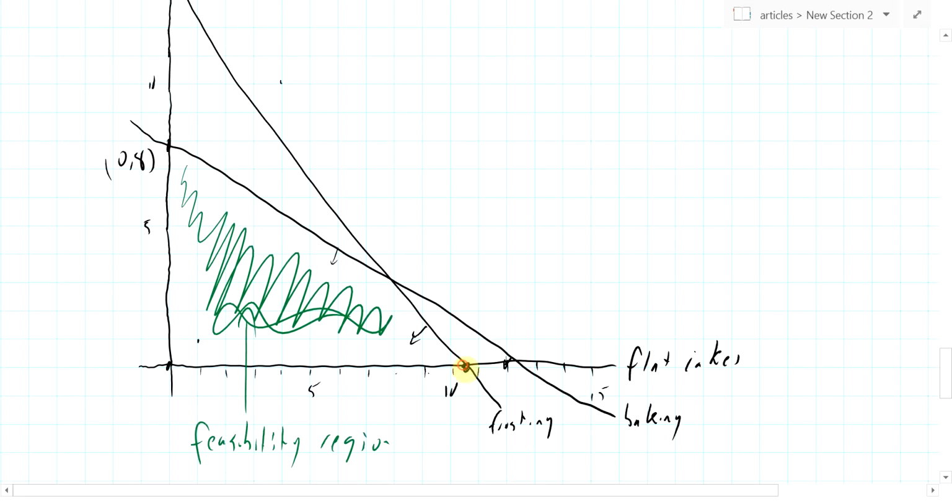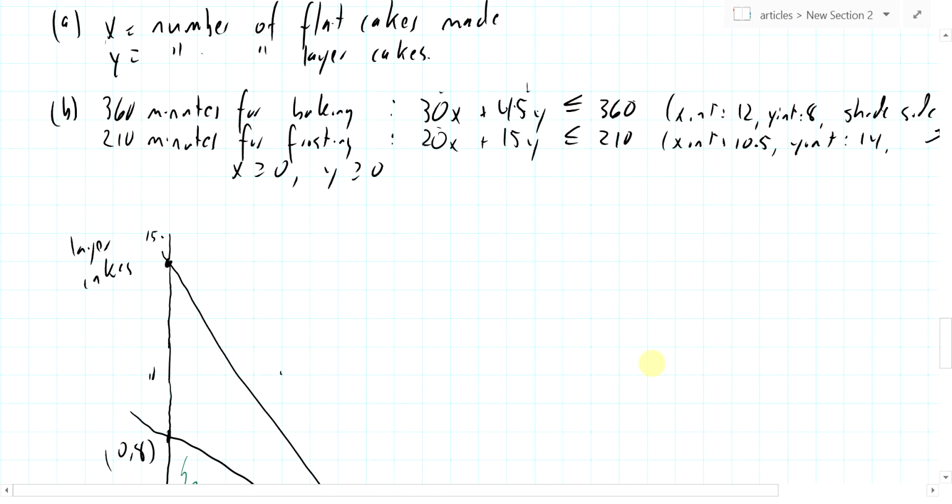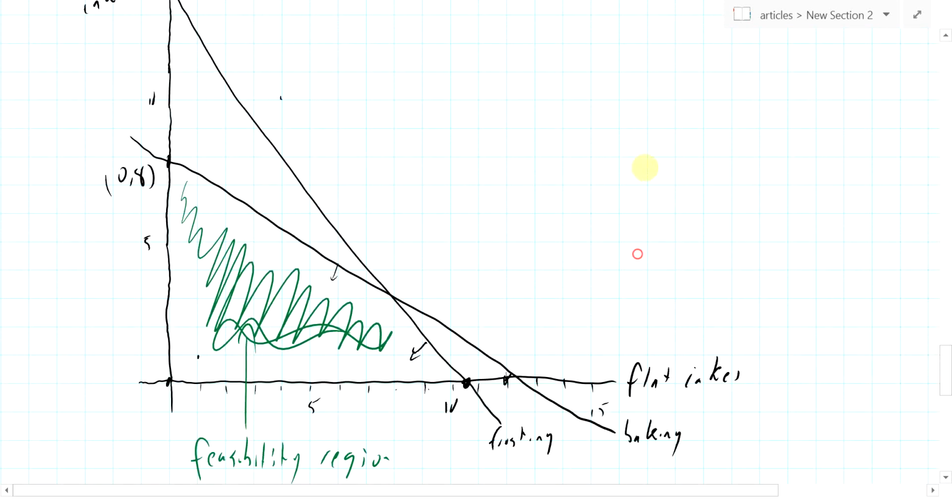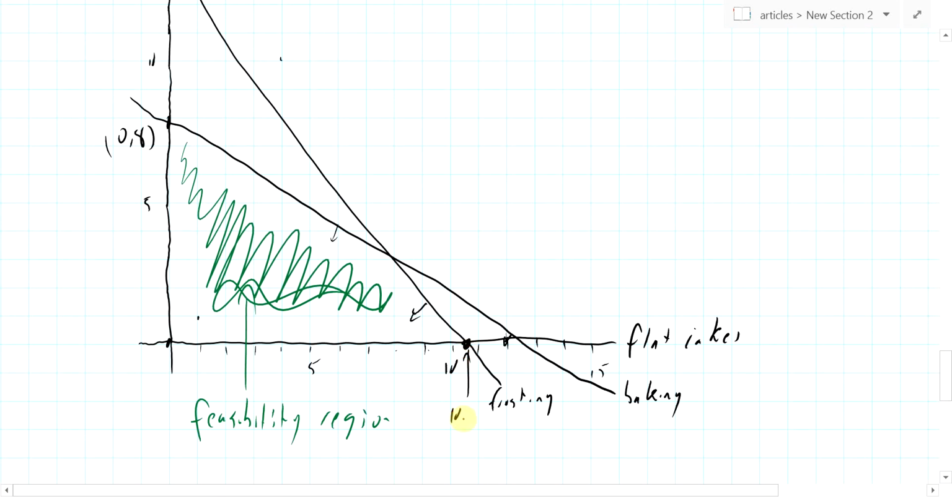The frosting line has the x-intercept there, right? And the frosting line x-intercept is 10.5. So I could make 10.5 flat cakes, and that would use up all of my frosting time, but I'd still have some baking time left over. Of course, one corner is 0, 0. I could make nothing, and that is also feasible. And then this here, this is where I'm actually using all my baking time and all my frosting time. It's on the intersection of 2 lines.